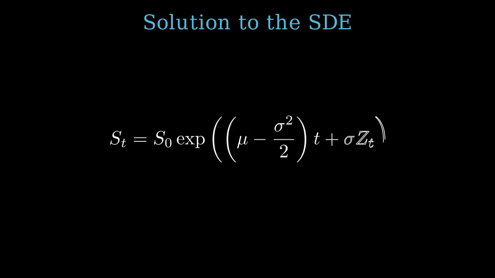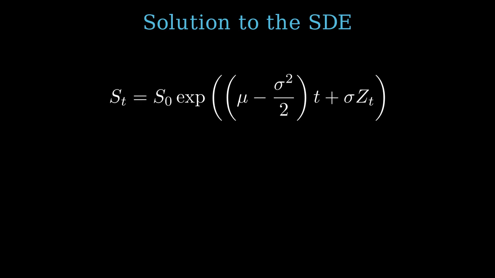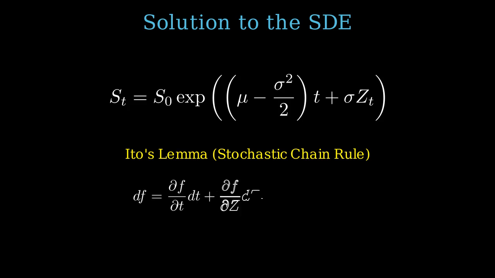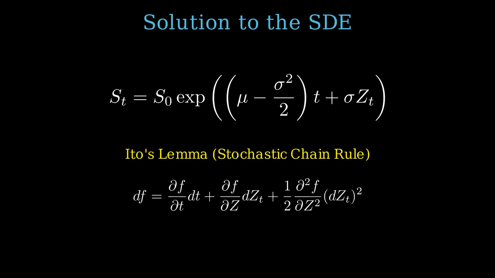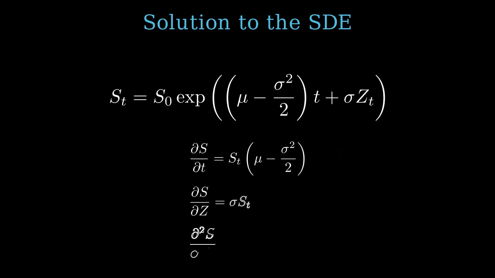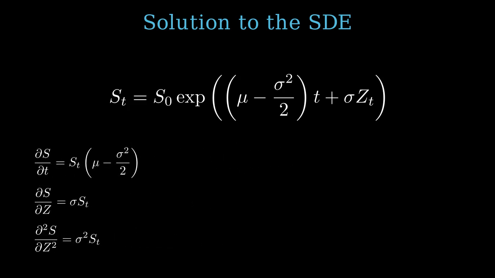Now let's look at the solution to our SDE. We can express the share price at any time t as S sub 0 multiplied by the exponential of the quantity, mu minus sigma squared over 2, all times t, plus sigma times Z sub t. To verify this solution, we apply Ito's lemma, which is essentially the version of the chain rule used for stochastic calculus. By taking the partial derivatives with respect to time and the Brownian motion, we can confirm that our exponential expression perfectly matches the original SDE.